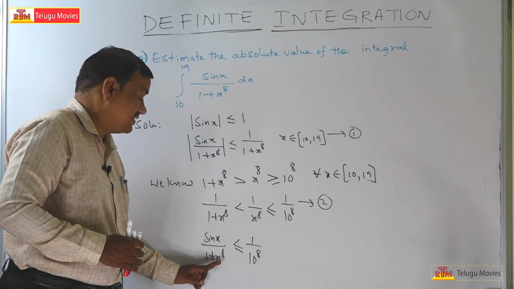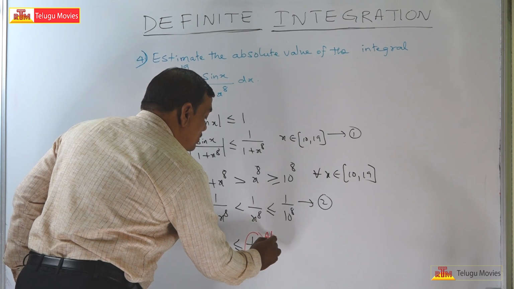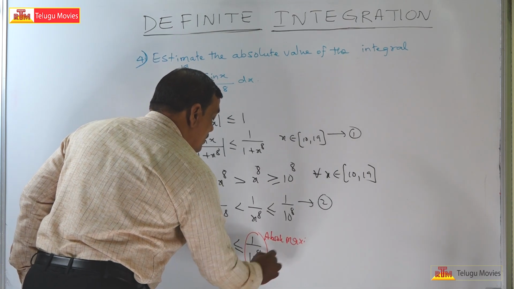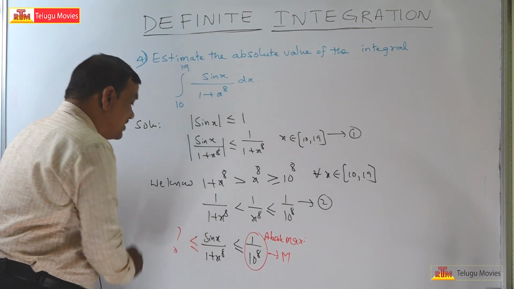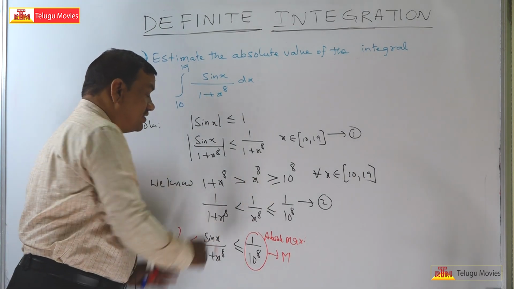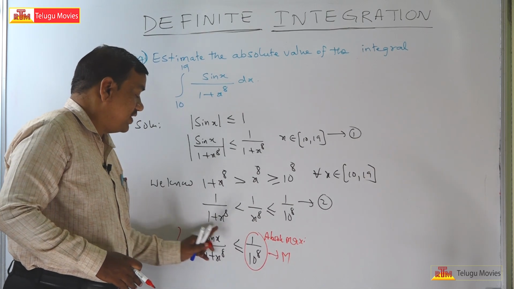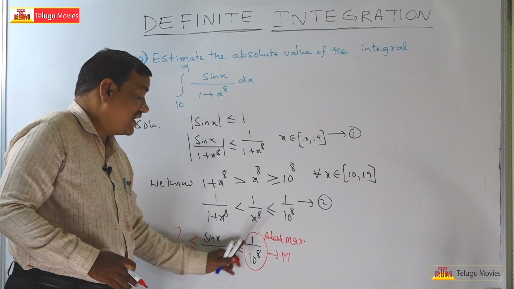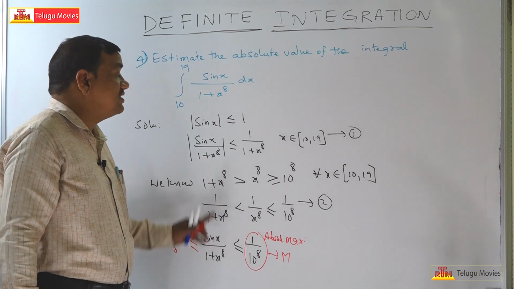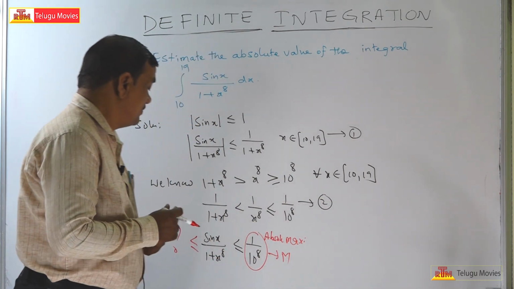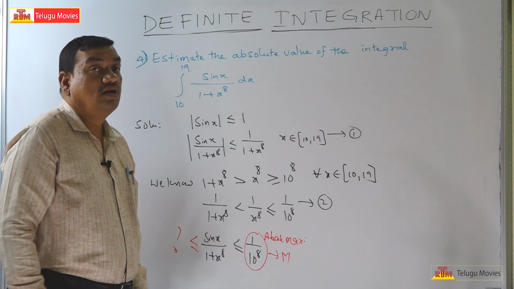Sin x by 1 plus x power 8 is less than or equal to 1 by 10 power 8, which means this is the absolute maximum. So this is capital M. We are not discussing what is there elsewhere, we are concentrating on this. Whatever the quantity, sin x by 1 plus x power 8 is less than or equal to 1 by 10 power 8, so this value 1 by 10 power 8 will be the maximum value of this function.